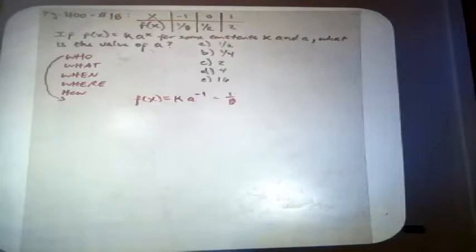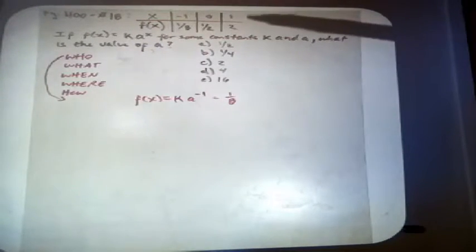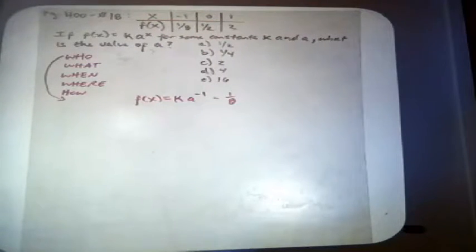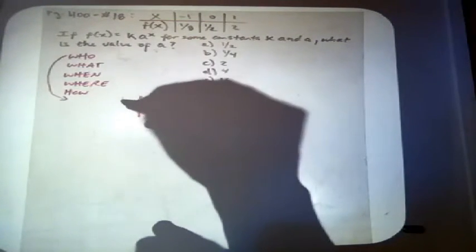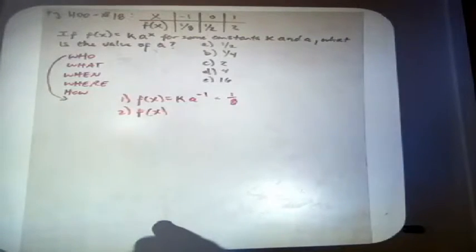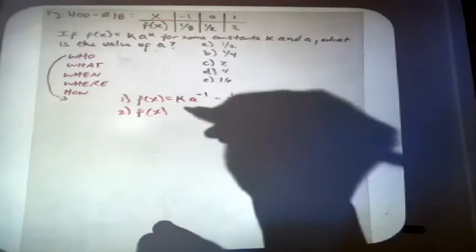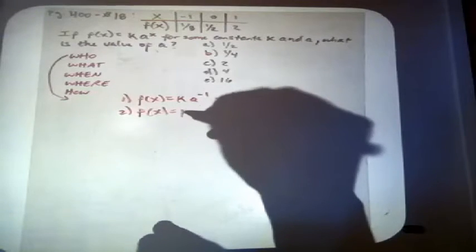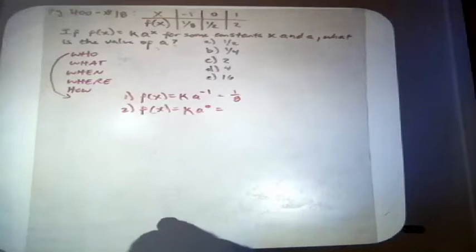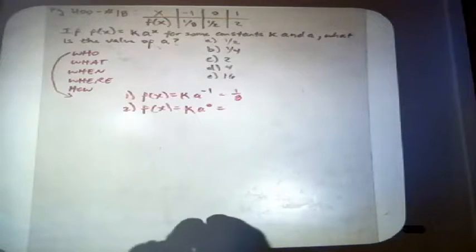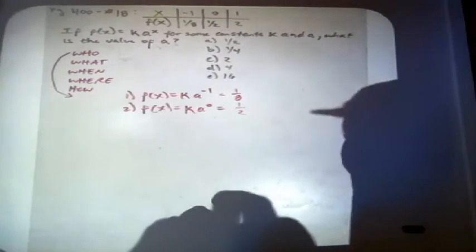How do we deal with that situation when we have two unknowns? Well, we're going to plug in another point. So let's try that next point, the point where x is 0 and its corresponding f of x value is 1/2. So if x is 0, we get this second equation. I'm going to label these as equation 1 and 2 to keep things clear. So we get f of x equal to k times a to the power of 0. And we know that when x is 0, f of x is 1/2 according to our table.